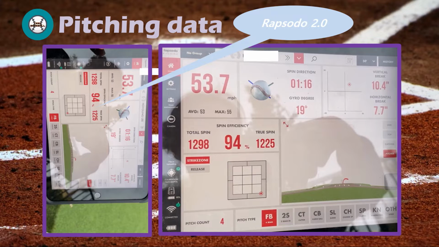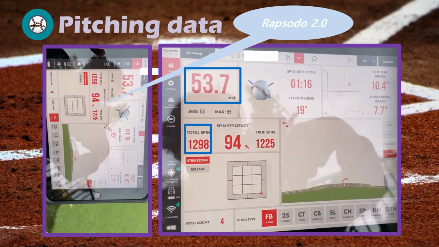So here we have the chart that shows some of the numbers, which happen to be quite significant: spin direction and efficiency. First, speed is how fast the pitch travels from the time it leaves a pitcher's hand, measured in miles per hour. I got 53.7 miles per hour for my four-seam fastball. Second, total spin shows the rate at which the ball spins from the time it leaves the pitcher's hand, measured in rotations per minute, RPM.